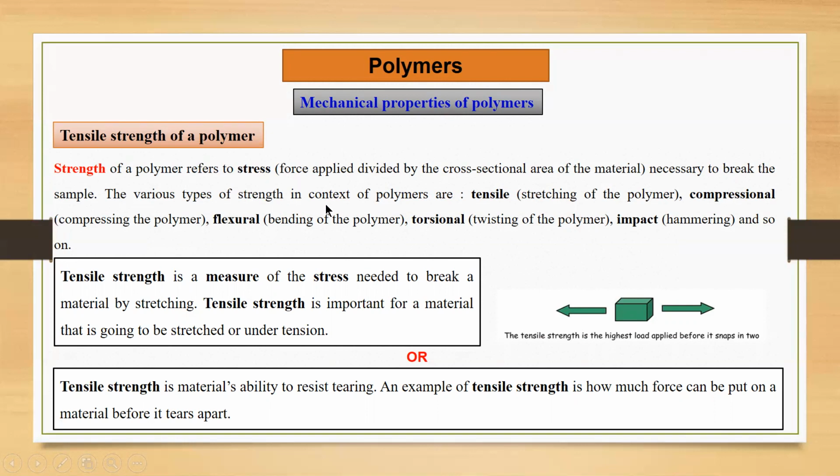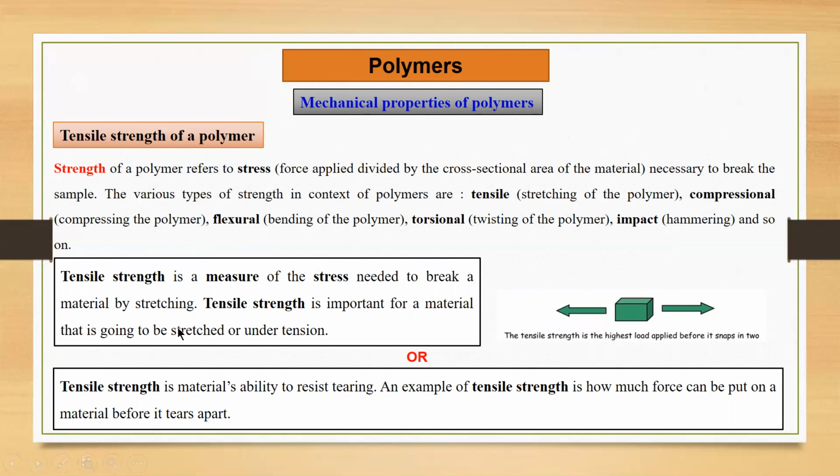The various types of strength in the context of polymers are tensile, when we discuss the stretching of the polymer; compressional, when we discuss compressing the polymer; flexural, bending of the polymer; torsional, twisting of the polymer; impact, hammering, and so on. But here we'll be discussing tensile strength. Tensile strength is a measure of the stress needed to break a material by stretching. That is, how much a material should be stretched so that it breaks.